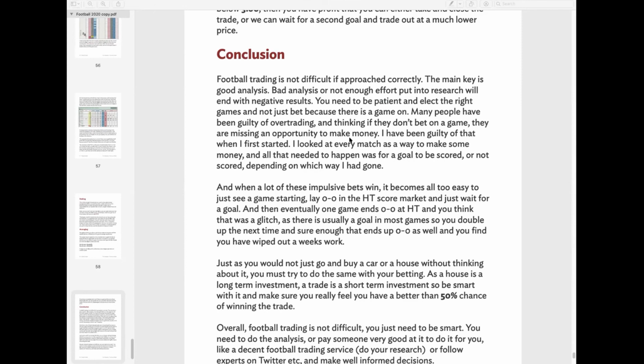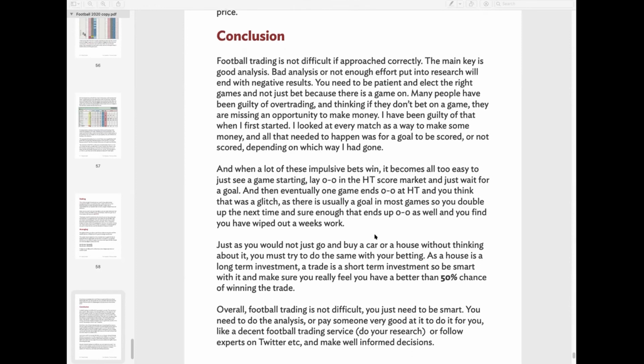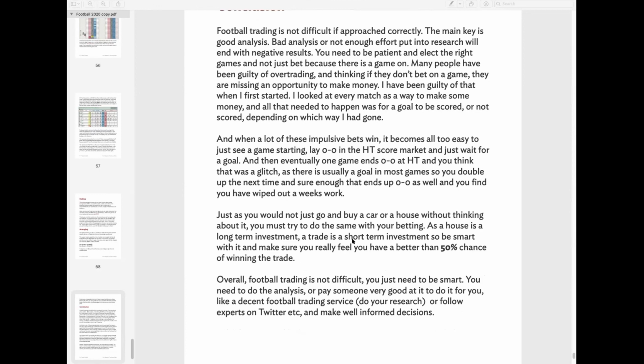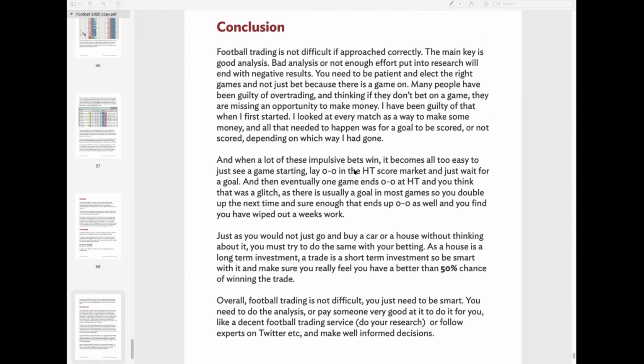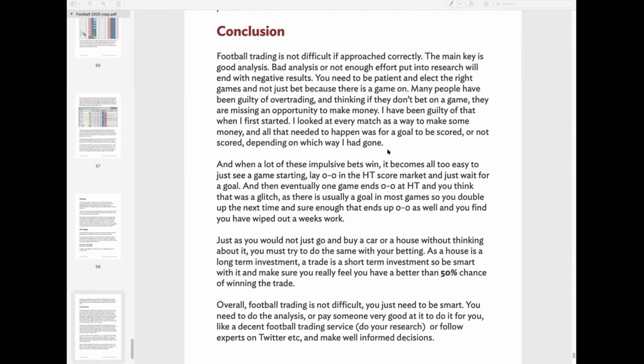So then you go on tilt because it seems no matter what you do, if you don't bet, there's a goal. If you do bet, there's no goal. It's just a nightmare. So you just got to stick to your rules. A lot of these impulsive bets will win. Many people have been guilty of overtrading.